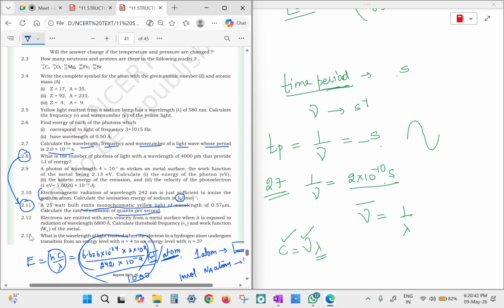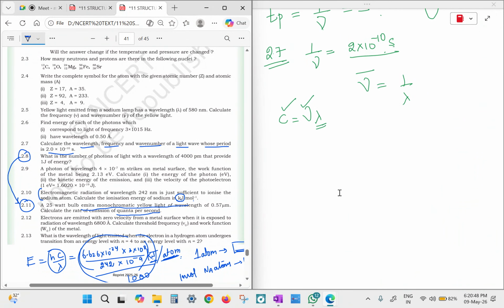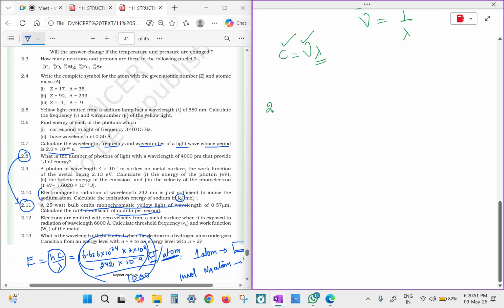What is the number of photons of light with wavelength 4000 picometer that provides 1 joule? What do you have to do? Can we say this is E total is equal to nhc by lambda?